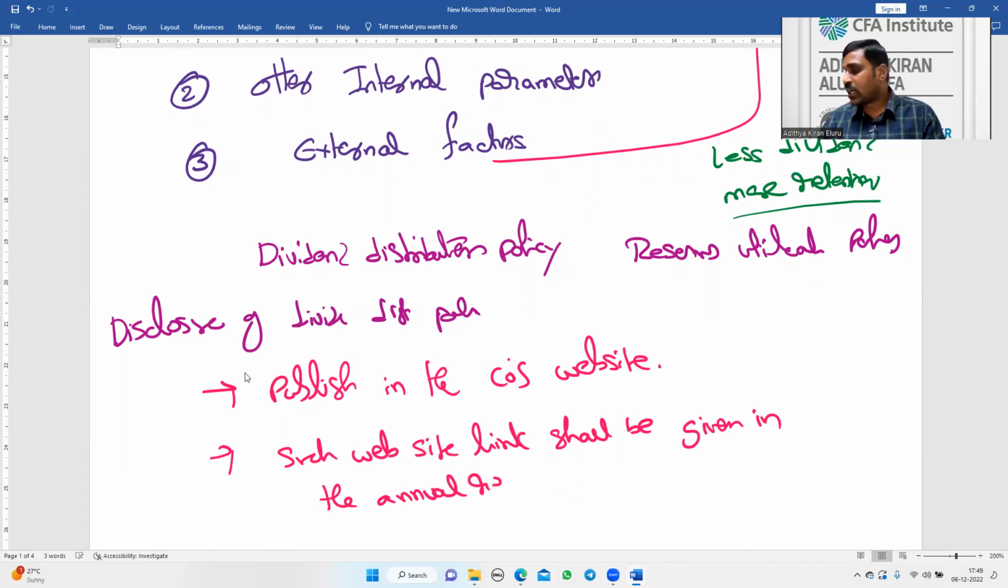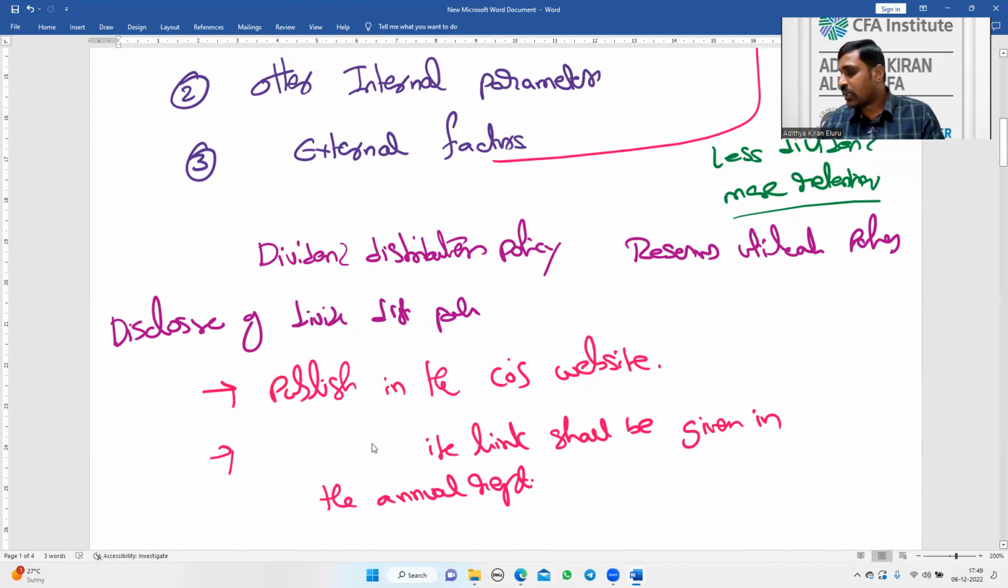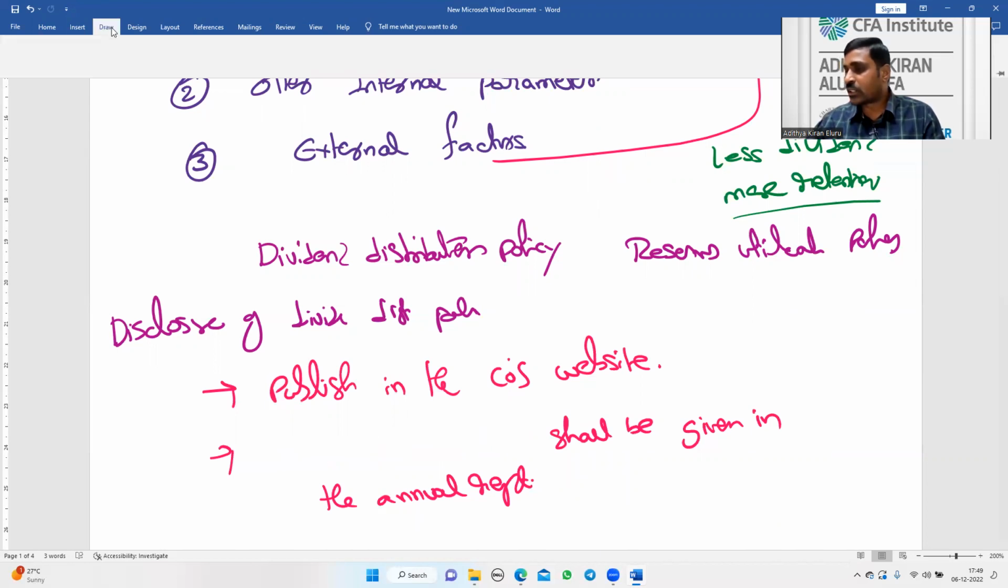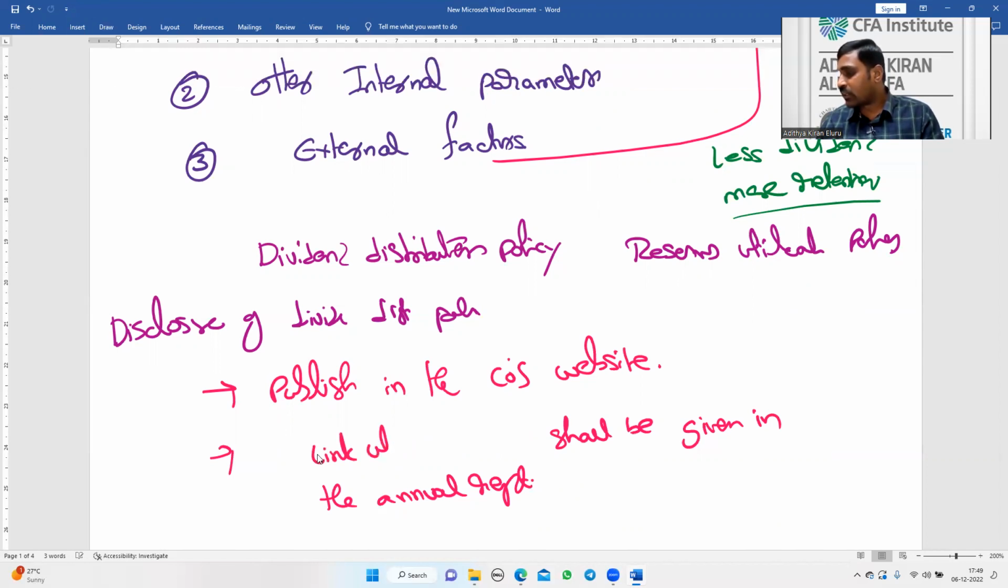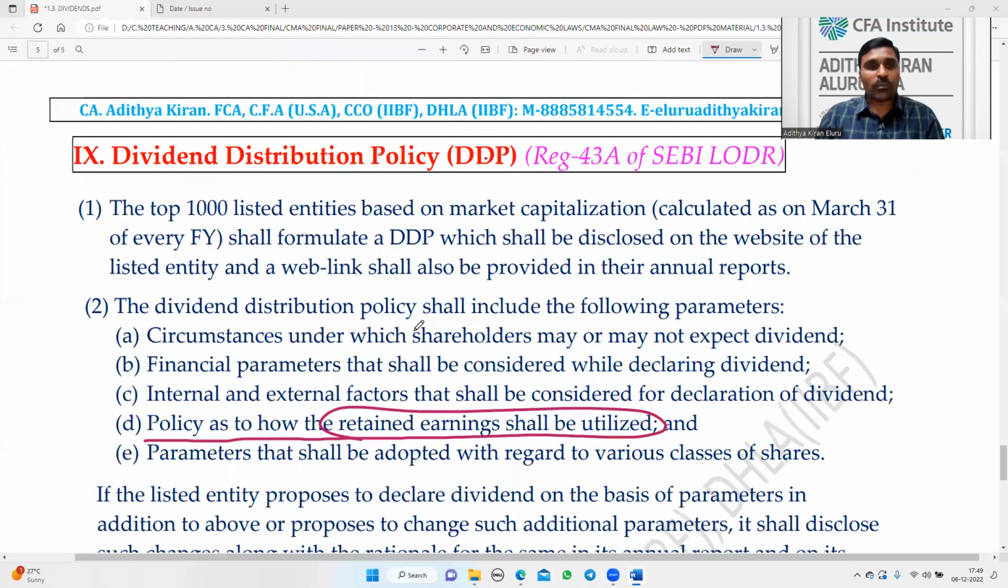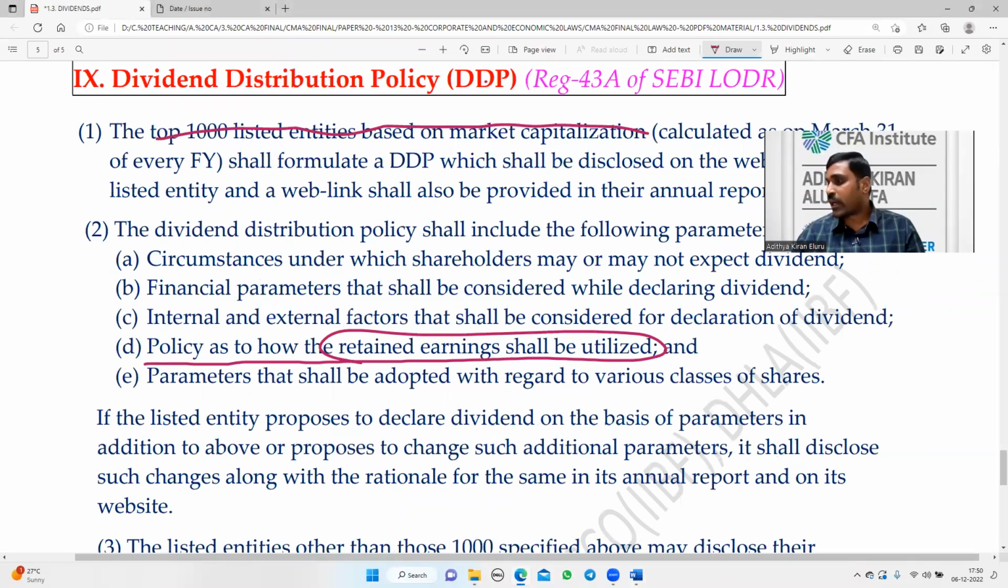So publish it on the company's website, and the link where such details are published shall also be included in the annual report. The link to download the policy from the website should be given in the annual report. So this is how the dividend disclosure policy works. This is mandatory for the top 1,000 listed companies based on market capitalization. This is what is important.